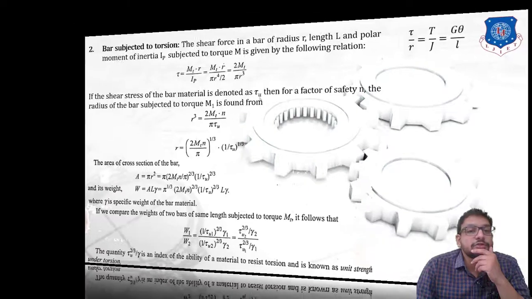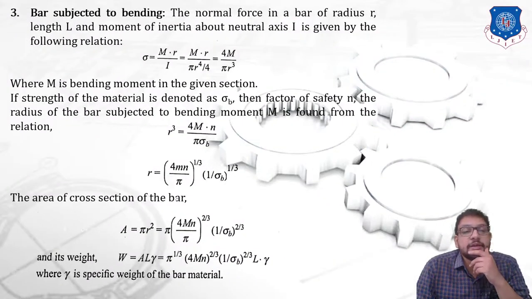So now let us proceed further and see the next type, that is bar subjected to bending moment. Okay, so in this it is very clear we are going to use a bending equation, M by I is equal to sigma by y. So over here in place of y we have placed small r. Now, the normal force in a bar of radius r and length l and moment of inertia about a neutral axis is I. The equation is given by this relation.